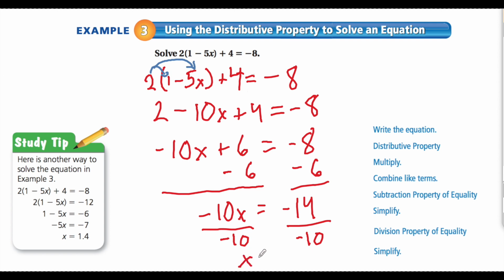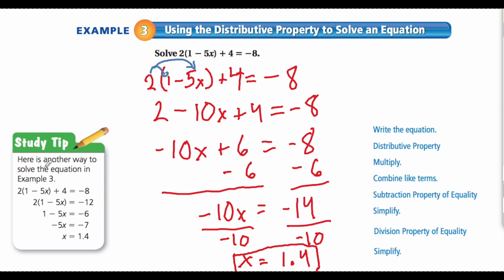That's going to leave us with x is equal to, negative divided by a negative is a positive, so this will be positive 1.4. So that's going to be our final answer right here. X is equal to 1.4.